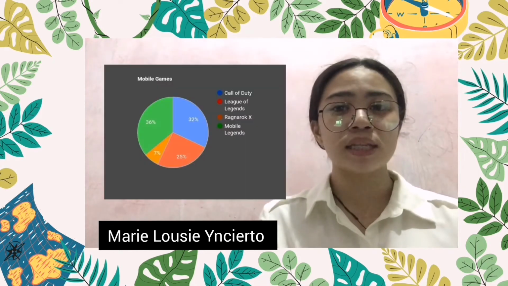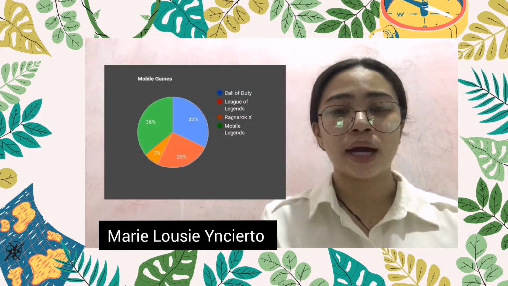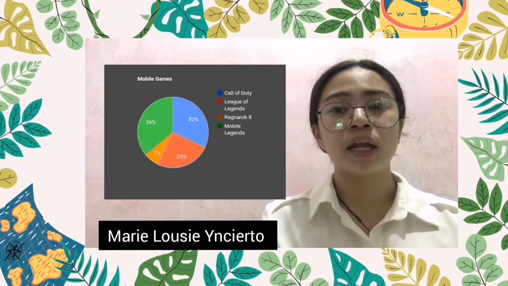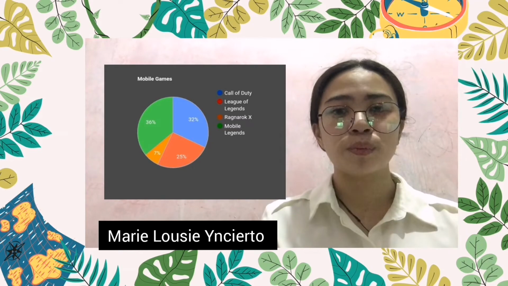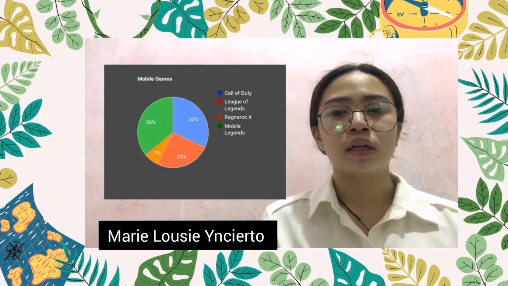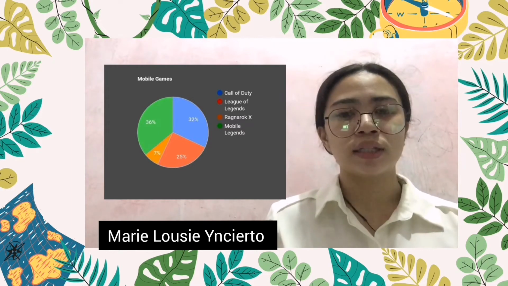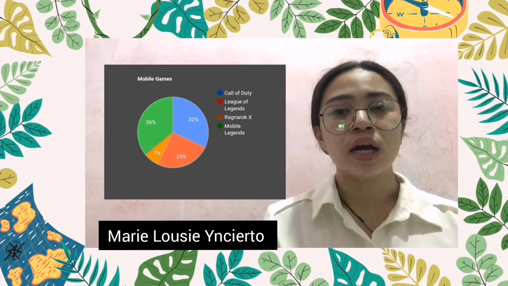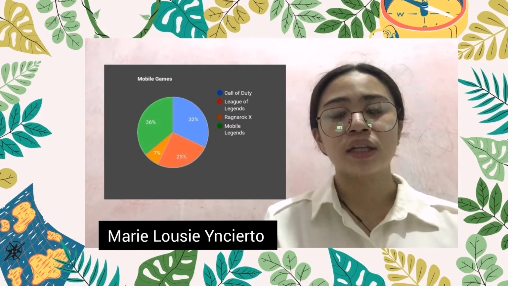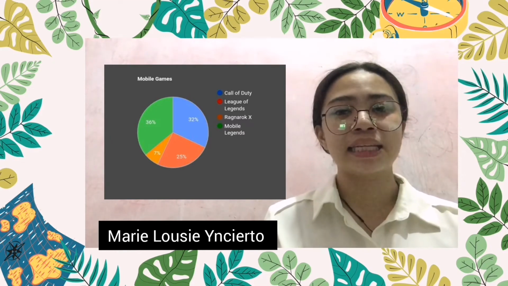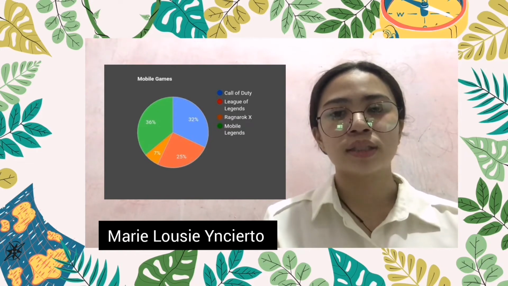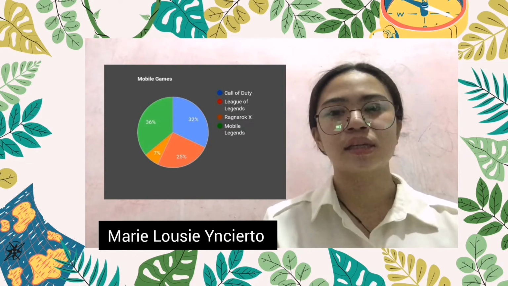In finding the percentage, just divide it by 100. Call of Duty, 32 divided by 100 equals 0.32. League of Legends, 25 divided by 100 equals 0.25. Ragnarok X, 7 divided by 100 equals 0.07. And lastly, Mobile Legends, 36 divided by 100 equals 0.36.